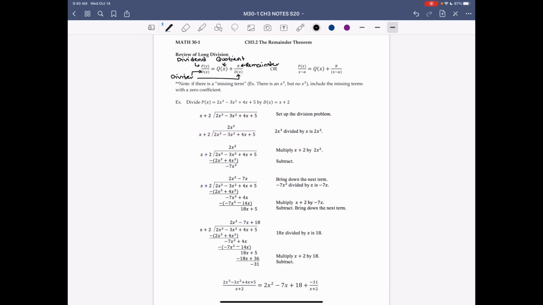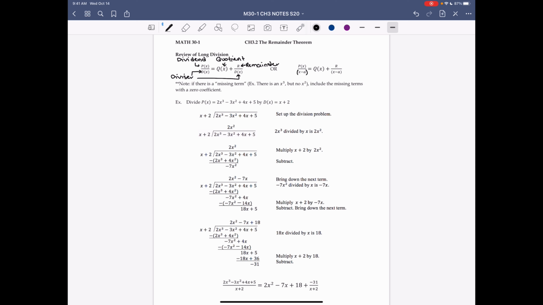Our divisor is going to be a linear binomial. So we can also write this as p of x over x minus a, a linear binomial, is equal to q of x plus r over x minus a. Note, if there is a missing term, for example, if we have an x cubed term but we don't have an x squared term, we need to include the missing term with a 0 coefficient.